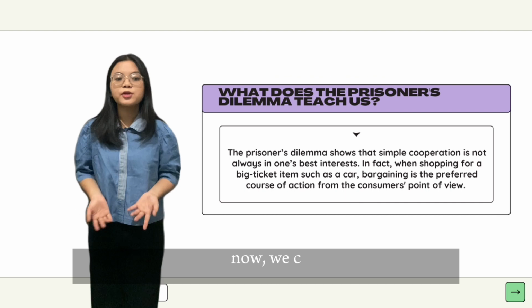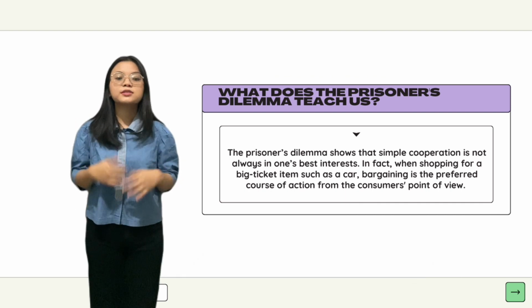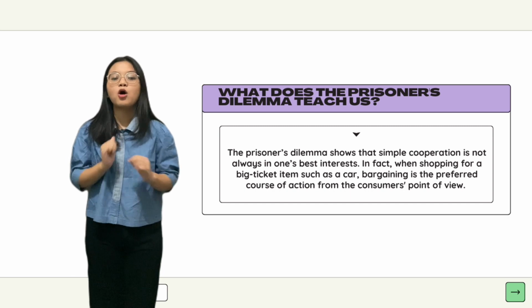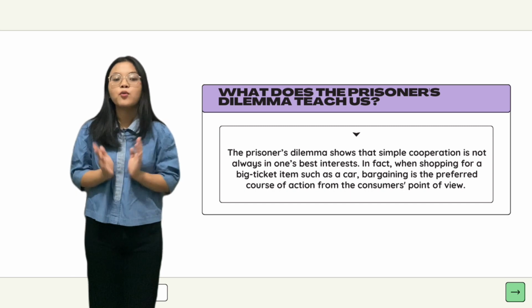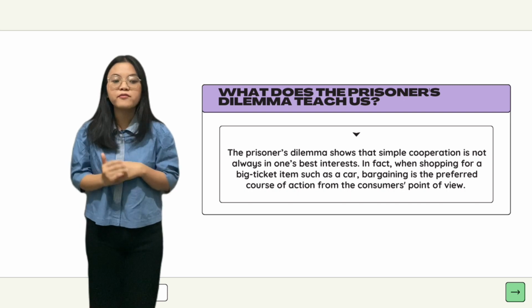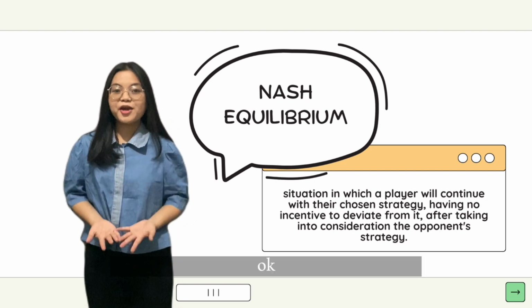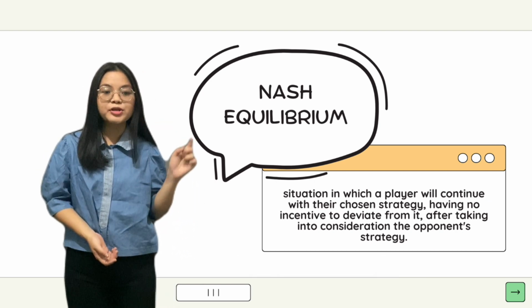Now we can understand what the Prisoner's Dilemma teaches us. The Prisoner's Dilemma shows that simple cooperation is not always in one's best interest. In fact, when shopping for a big ticket item such as a car, bargaining is the preferred course of action from the customer's point of view. Okay, now we move to Nash equilibrium.